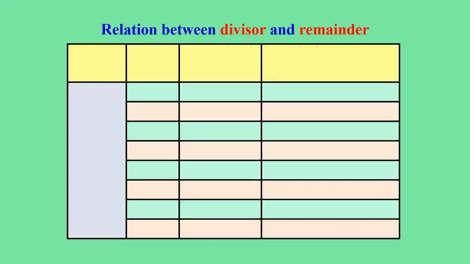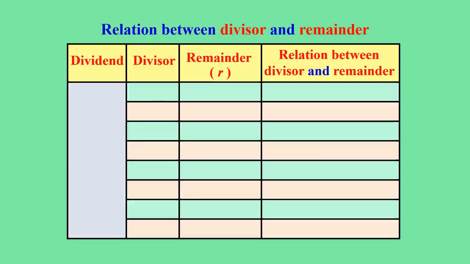Relation between divisor and remainder: dividend, divisor, remainder. Let the dividend be any positive integer. If we divide any positive integer by 2, then we get remainders either 0 or 1. If we divide any positive integer by 3, then we get the remainder either 0 or 1 or 2. If we divide any positive integer by 4, then we get the remainder either 0 or 1 or 2 or 3.